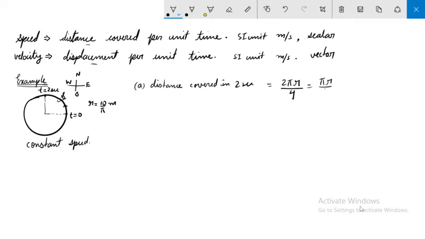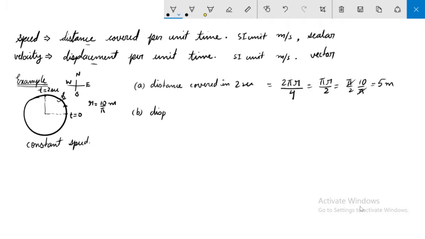Now r is given. So let us put the value of r. It is how much? 10 upon pi. So pi will get cancelled out and we get 5 meters. So the distance covered by the particle is 5 meters. Now let us come to another question.